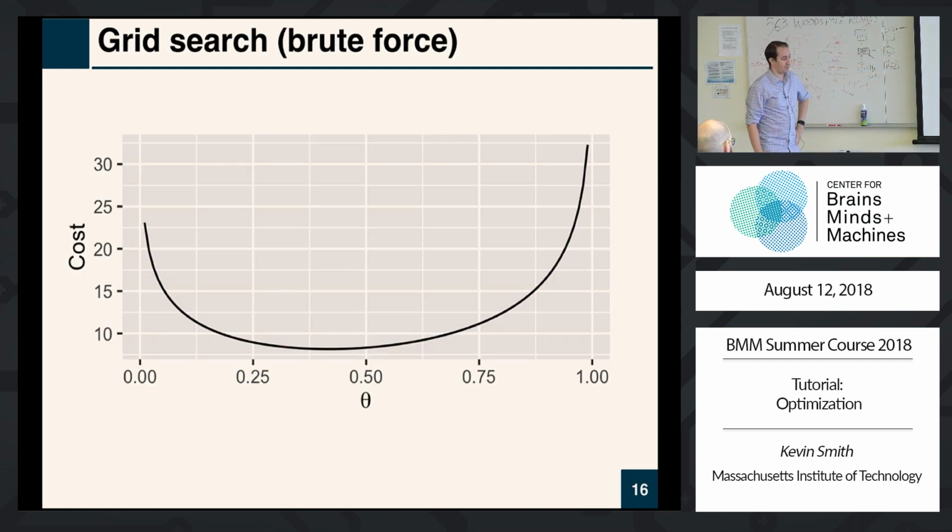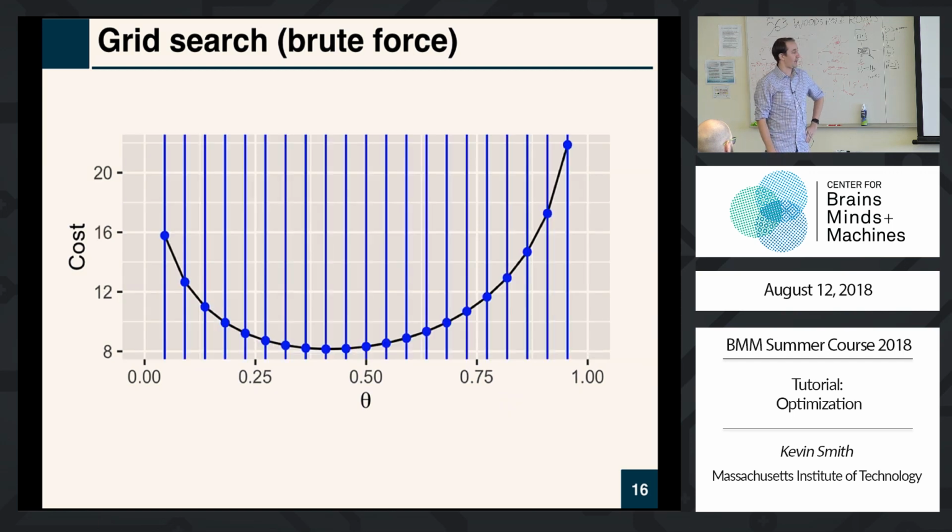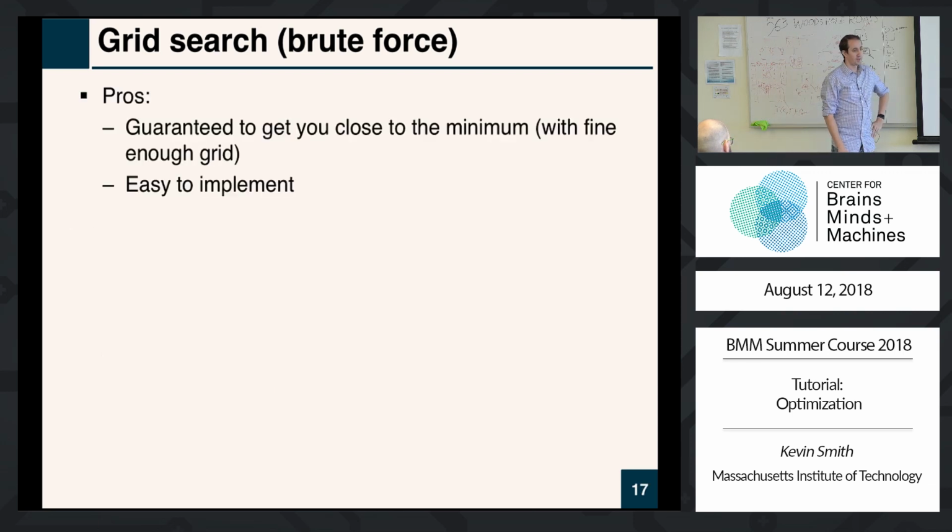This is a brute force method because the way it works is you just calculate the cost function at a lot of different values and you say, hey, here's the minimum. This is very, very simple. That's one of the pros of it. It's guaranteed to get you at least close to the minimum and a global minimum as well. It's really easy to implement. All you have to do is run this function over and over.